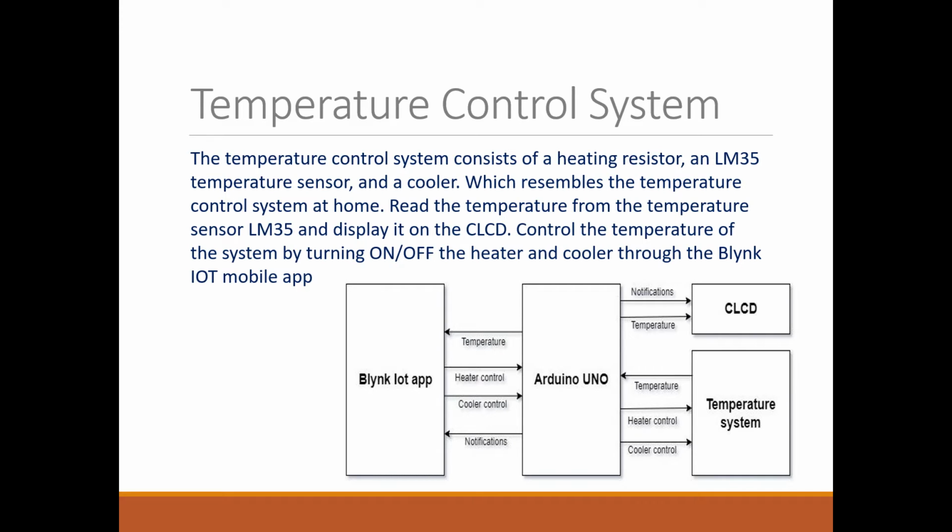Control the temperature of the system by turning on and off the heater and cooler through the Blink IoT app. So basically we should integrate the Blink app to Arduino, so we can control the heater and the cooler here. And we should read the temperature. The temperature should be displayed on the CLCD. And here we can also display the turning on and off signals in that CLCD also.